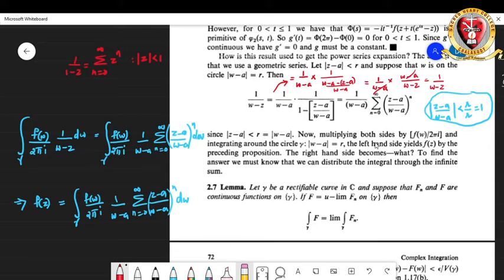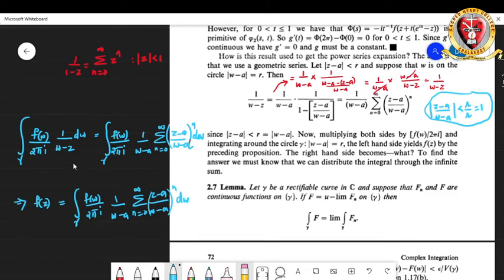We are going to multiply both sides by f of w divided by 2 pi i, and then integrate, use the line integral around the circle gamma, which is this: integral over gamma f of w divided by 2 pi i into 1 by w minus z dw is equal to integral over gamma f of w divided by 2 pi i, 1 by w minus a into summation n equal to 0 to infinity z minus a divided by w minus a, the whole raised to n, into dw.